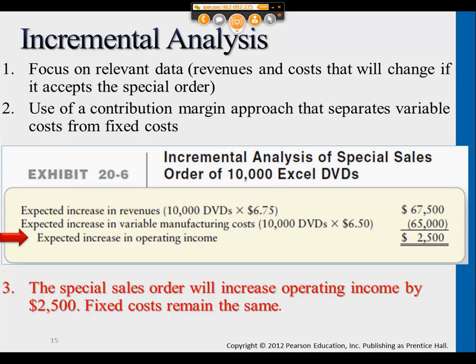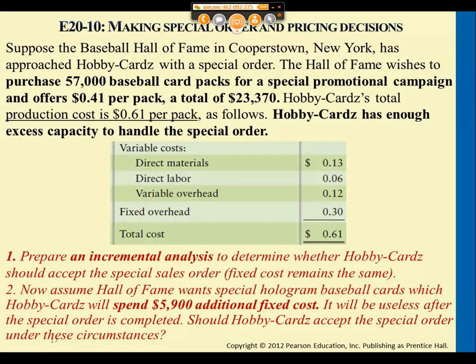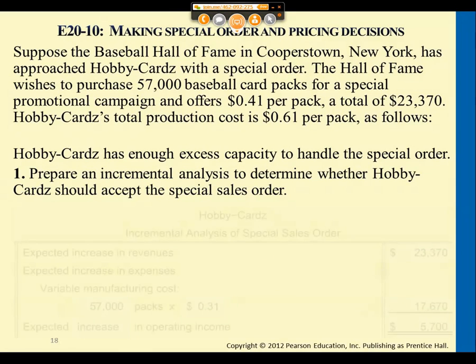We use a contribution margin approach that separates variable. Great. But the incremental analysis is when you're calculating your expected increase in revenues and then expected increase in variable manufacturing cost. So you use those two and you calculate your expected increase or decrease in operating income. And from that you're making your decision. Right? Okay. So, second one.